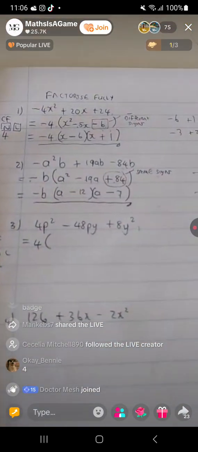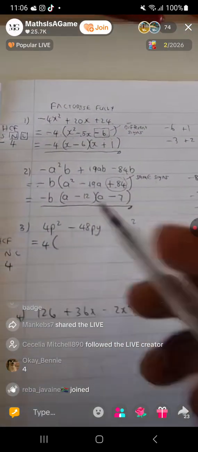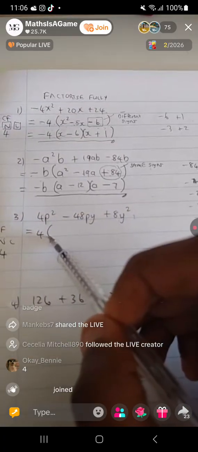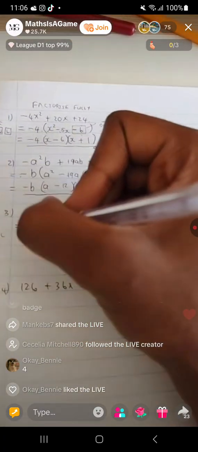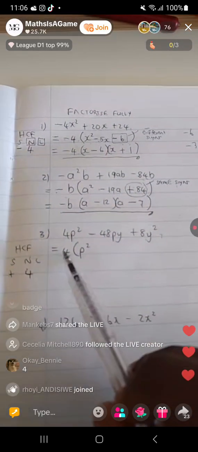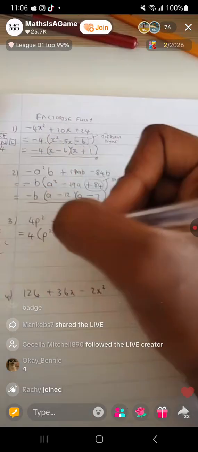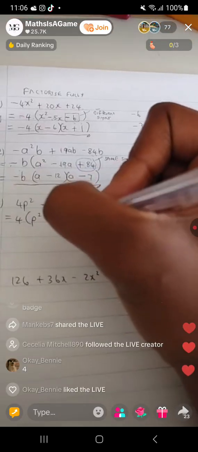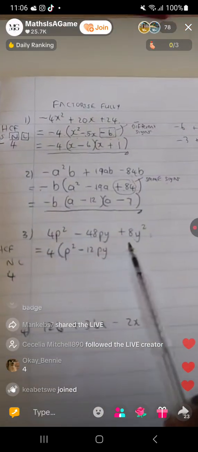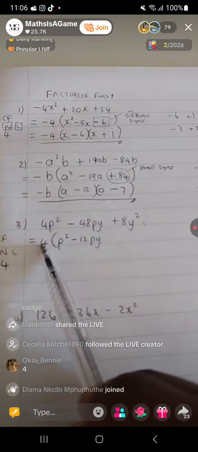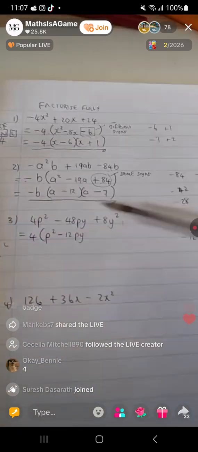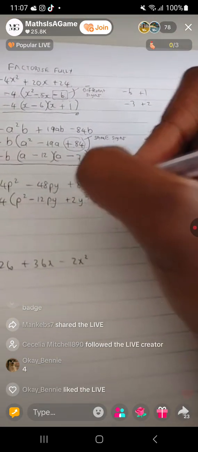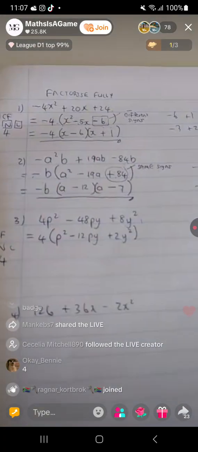What are we left with inside the bracket? Okay, the signs are going to stay the same because we've taken out something that is positive. But 4 times what is p squared? P squared. 4 times what is 48? Negative 48, it's a negative 12py. 4 times what is positive? Positive times a positive is positive. 4 times what is 8? It's positive 2y squared. Close the bracket.